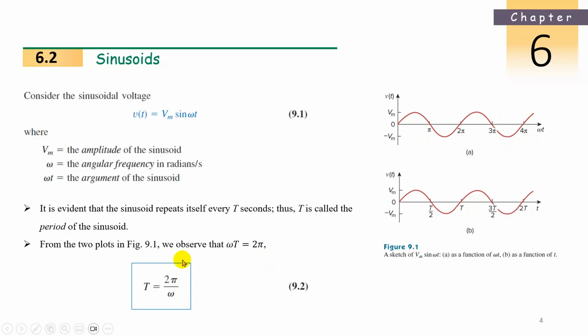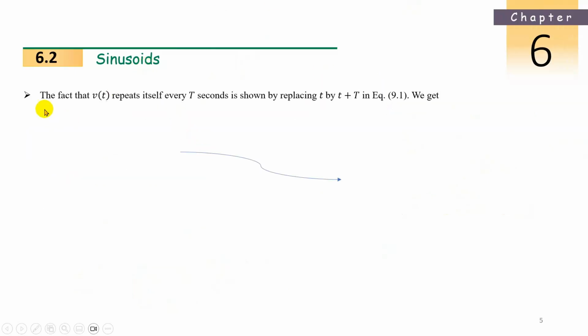Okay. So T is always, you have to remember, any small problems or multiple choice problems also will be there. There you need this one. T is equal to 2 pi by omega. You have to remember. Any conversion is required, this one. T is equal to 2 pi by omega. Now coming to the fact that v of t, the sinusoid, repeats itself every T seconds. We know. Yes, no half cycle, just capital T. It repeats that one. 2T, 3T, 4T, it repeats.